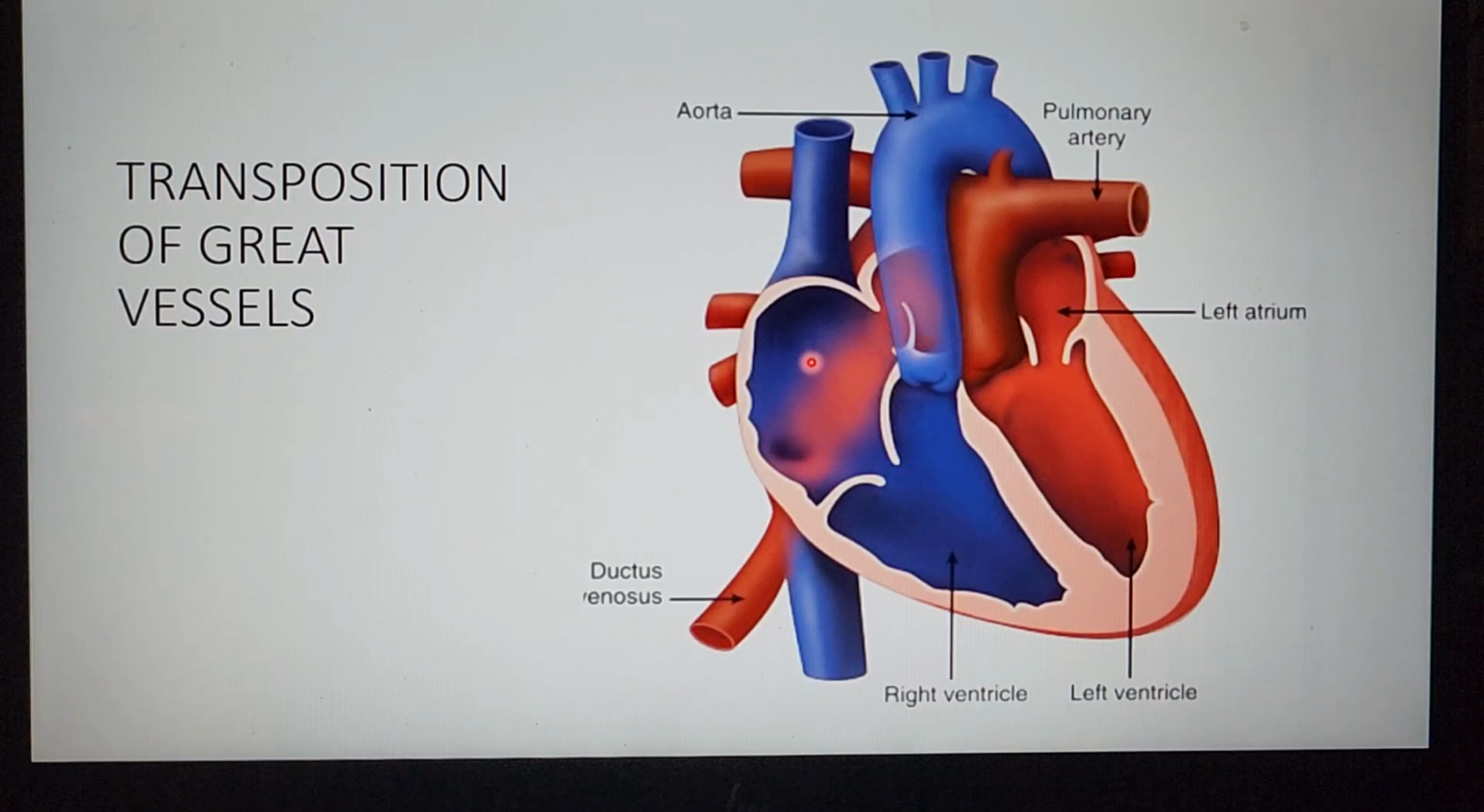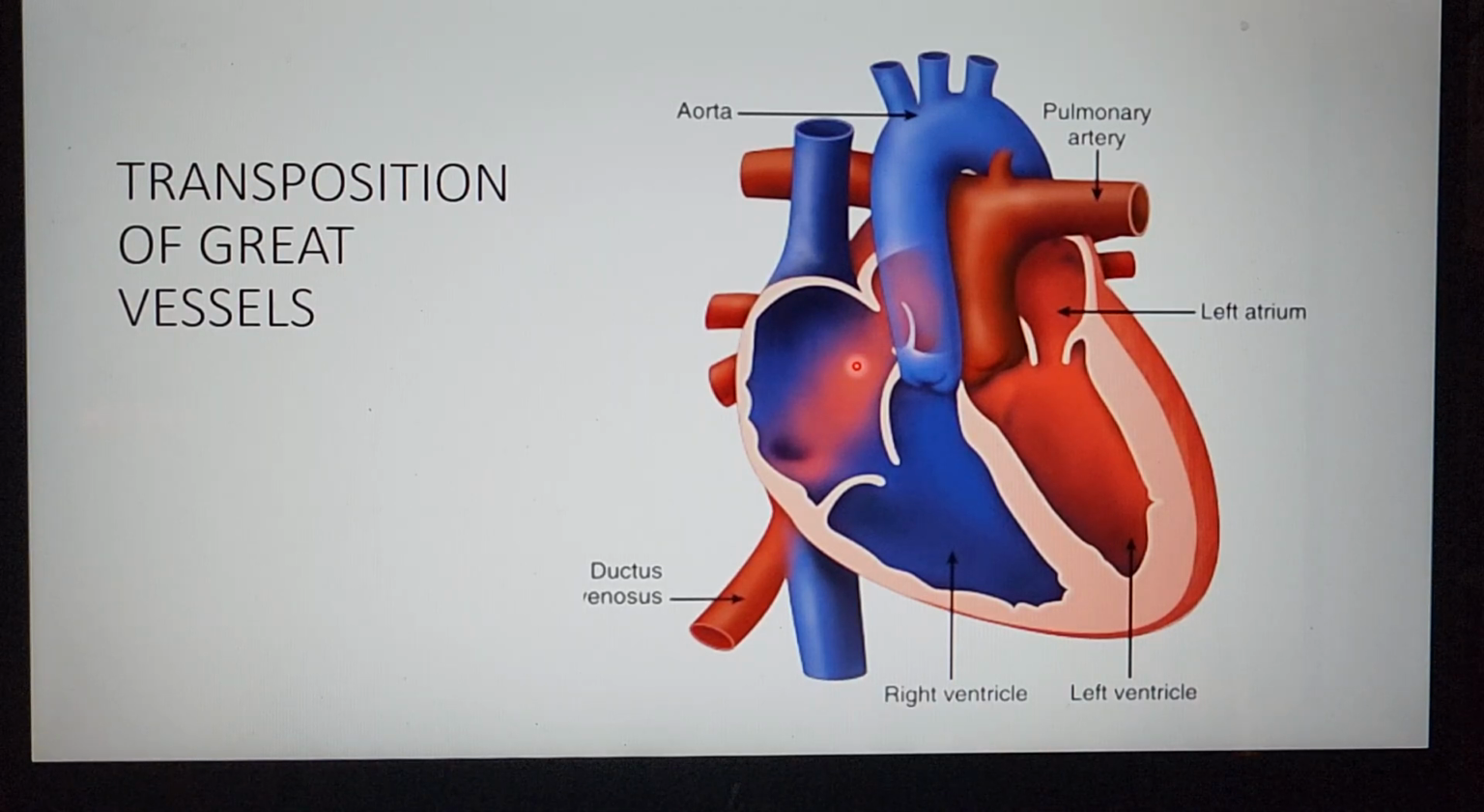This is a very important cardiac anomaly because if you see the literature, and if you see practically also, the most easily missed cardiac anomaly is transposition of great vessels. Before we go into the fetal echo, let's look at the anatomy.